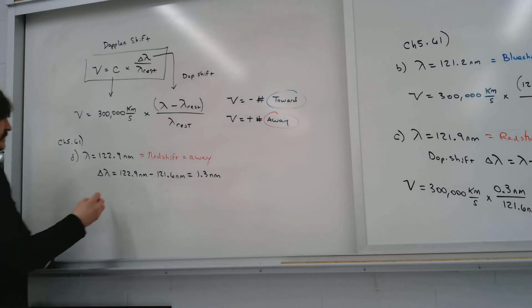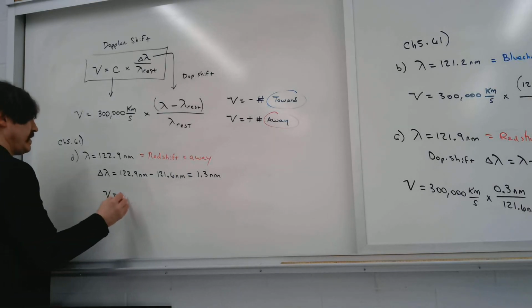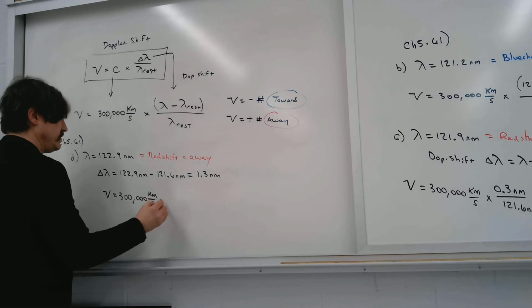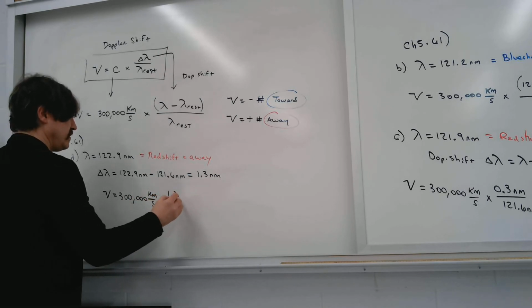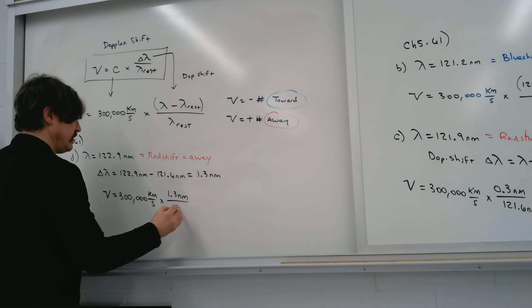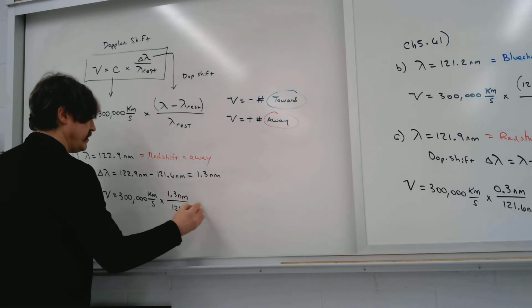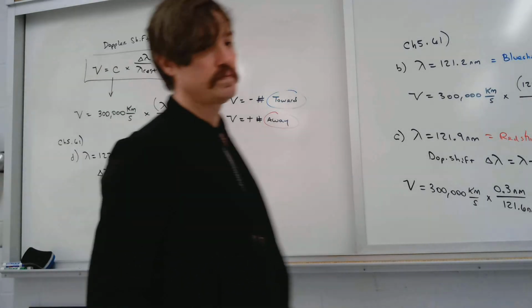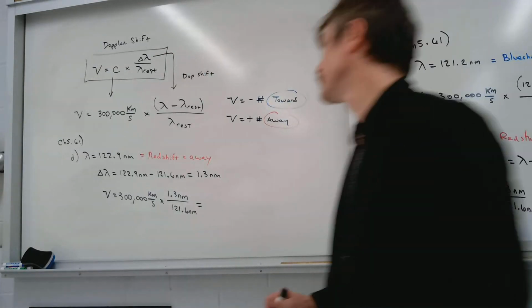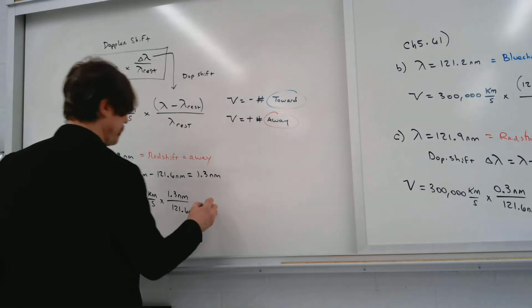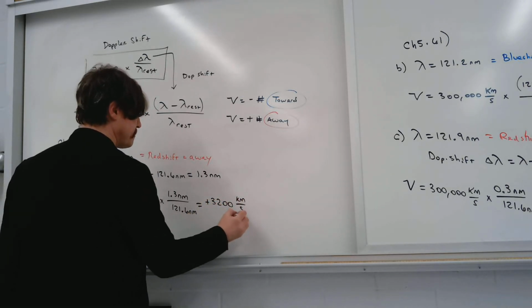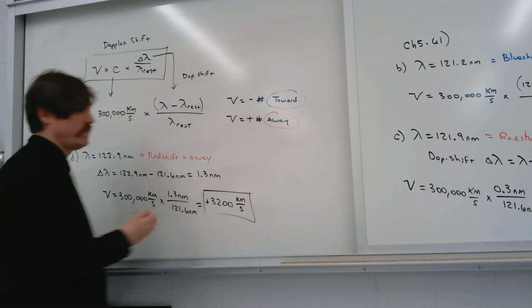That's our Doppler shift. And the velocity then is 300,000 kilometers per second times 1.3 nanometers as a fraction of 121.6 nanometers. About 31. Can someone else back that up? Yeah. We cranked it out.